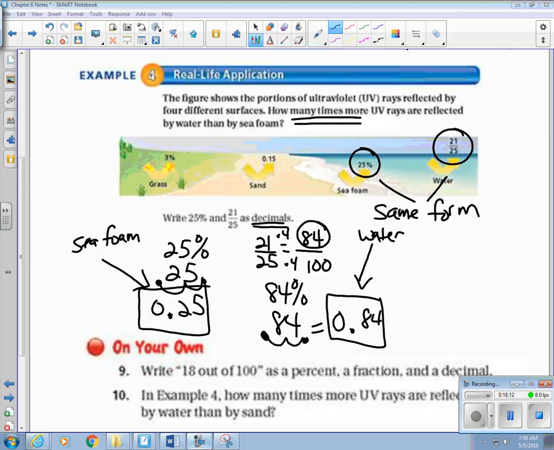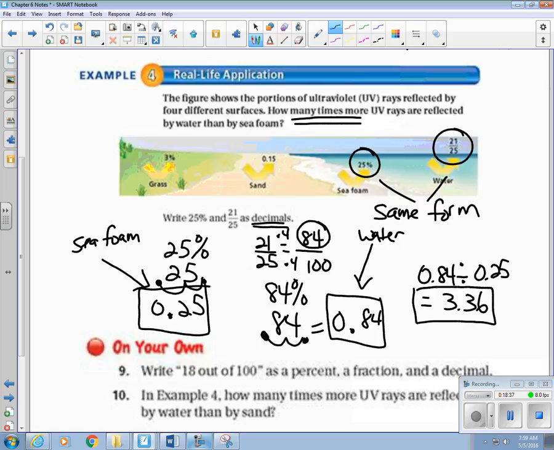So what we're going to do is take the 0.84 and divide it by the 0.25 because this will tell us how many times bigger or how many times more UV rays are reflected by water. All right, so 0.84 divided by 0.25 is equal to 3.36. So what this means is that water reflects 3.36 times more UV rays than does seafoam. Okay, so more than 3 times.